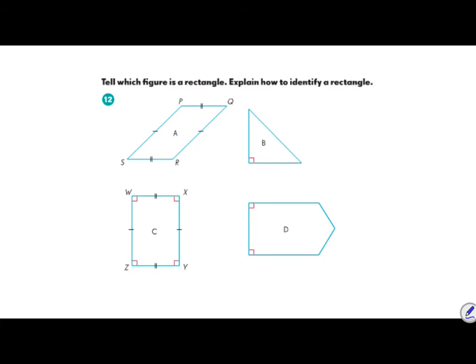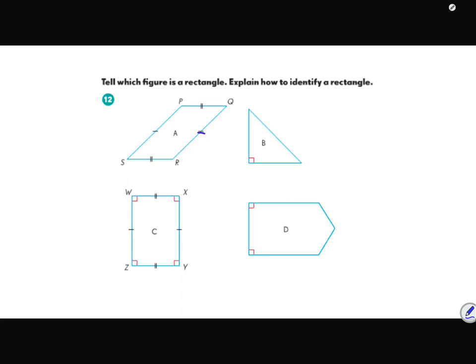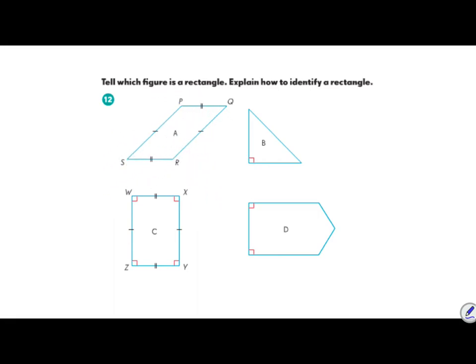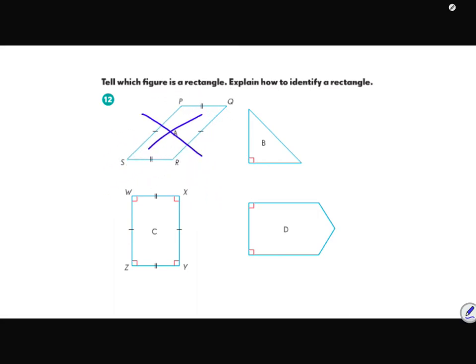All right, let's check. So for number 12, A kind of looks like a rectangle because opposite sides are equal. It does have opposite sides parallel, but it doesn't have perpendicular lines. It doesn't have any right angles, so it can't be A. A is a parallelogram because a parallelogram has opposite sides that are equal, 2 pairs of parallel lines, but no right angles. I see B is a triangle, so it's not B.